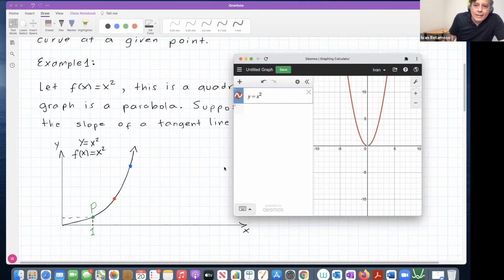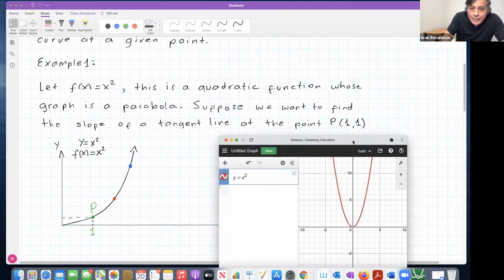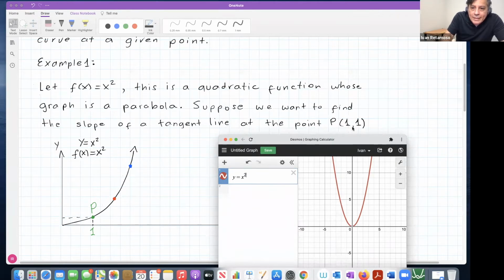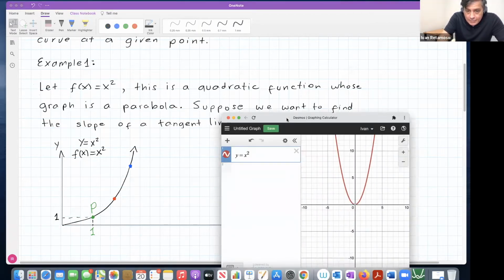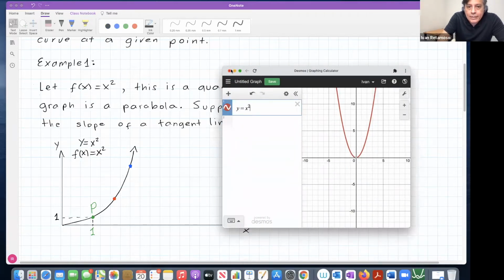So this is the parabola, and I'm paying attention to this part because I have been asked to figure out the tangent line at this point, (1, 1). Why (1, 1), Professor? Well, because 1 squared, 1 times 1, is 1. That's the idea. So 1 here. Great. Now we graph it here in our calculator. I sent you the link.